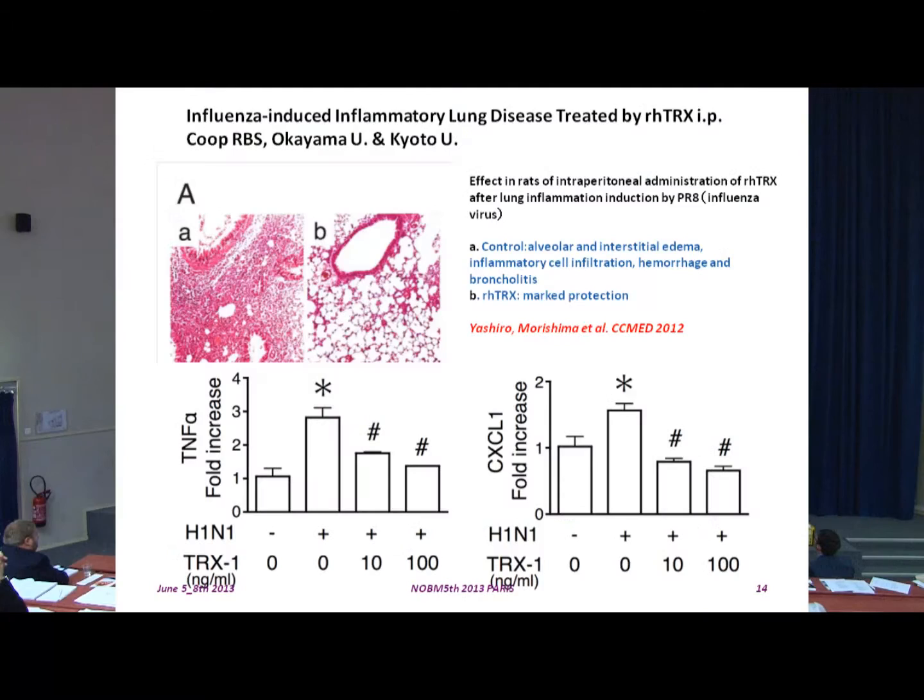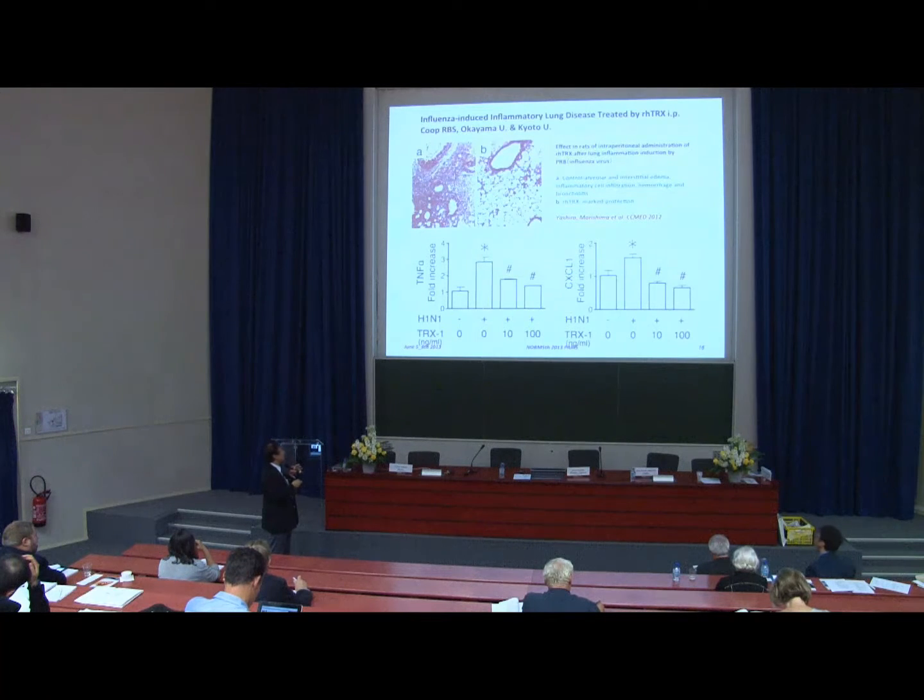In a rather recent collaboration in Japan, we were able to show that the thioredoxin protein could protect against the overshoot of influenza-induced inflammatory lung disease in the mouse model, as shown here. Clear inhibition of the influenza virus-induced lung disease is seen. We are interested in the mechanism of how it was inhibited. Actually, TNF-alpha gene expression and protein expression in this influenza infection was nicely inhibited, dose dependently, by thioredoxin protein here. And not just TNF-alpha, but CXCL1 is also inhibited, as shown here.